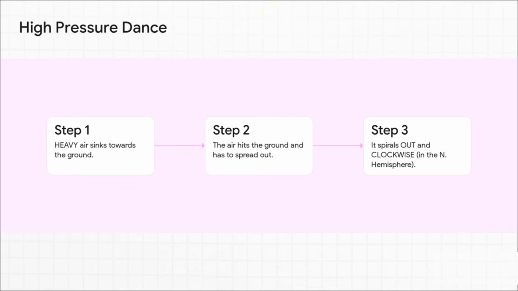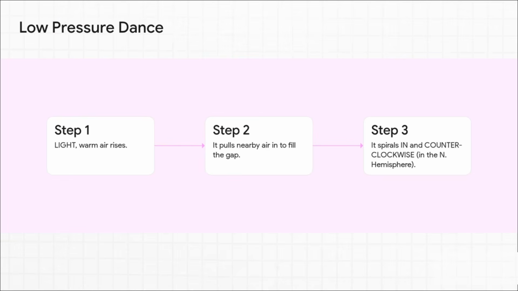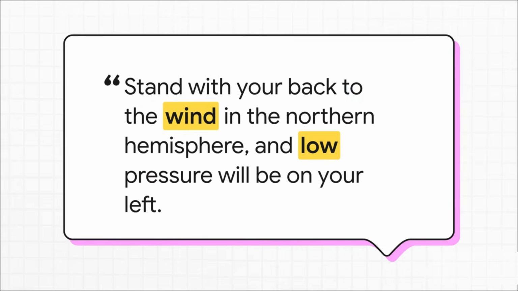For high pressure, that heavy air sinks down. Once it hits the ground, it has to go somewhere, so it spreads out. But because our planet is spinning, that air gets a little twist, and it spirals outward in a clockwise direction. Now, low pressure, it does the exact opposite. As that light, warm air rises up, it creates this gap underneath, almost like a vacuum cleaner. This pulls in air from all the high-pressure areas around it, which then spirals inwards and upwards in a counterclockwise direction.